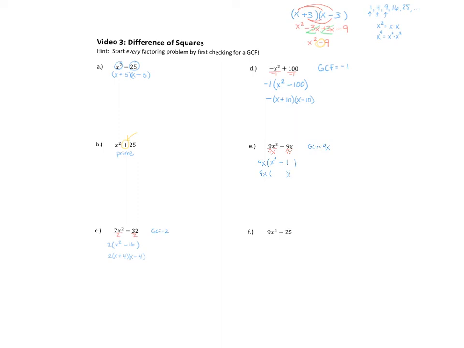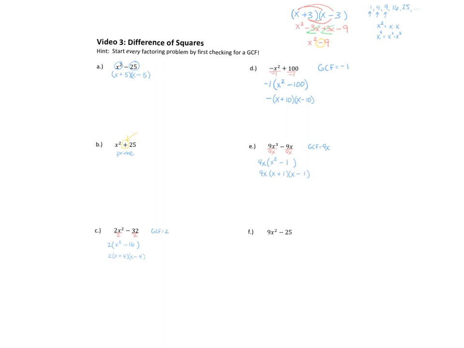So split up your binomials. The square root of x squared is x, so I get x and x. The square root of 1 is 1, so I have 1 and 1. And I should have 1 plus and 1 minus. And there's my final answer, completely factored.